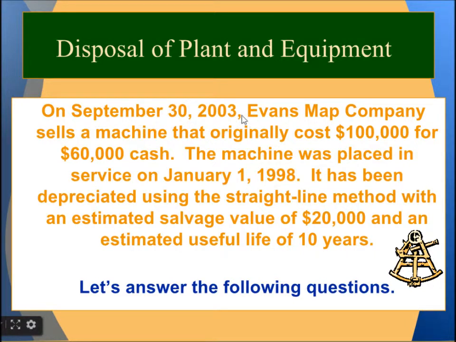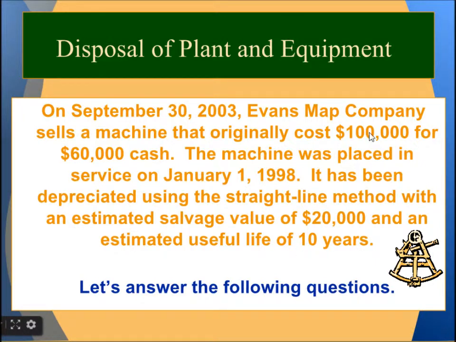On September 30, 2003, Evans Map Company sells a machine that originally cost $100,000 for 60,000 cash. The machine was placed in service on January 1, 1998. It has been depreciated using the straight line method with an estimated salvage value of 20,000 and an estimated useful life of 10 years. So we know that the original cost was 100,000, the estimated salvage value is 20,000 and the useful life is 10 years.